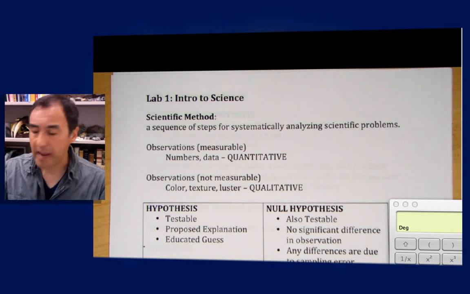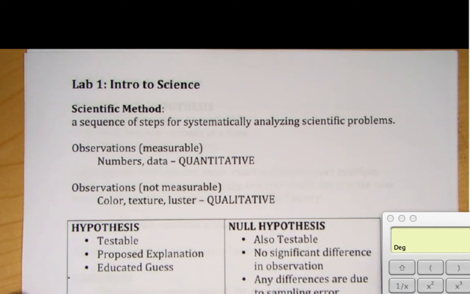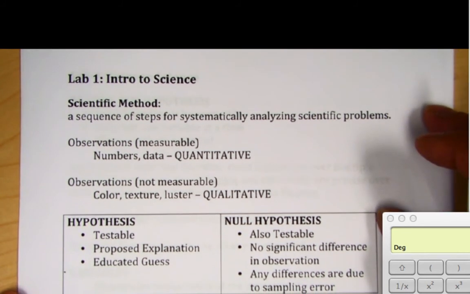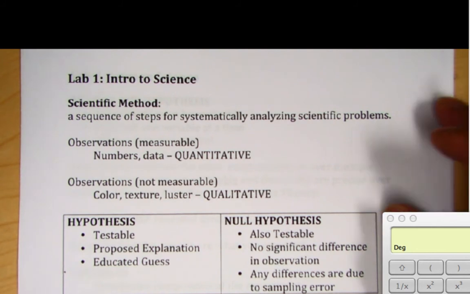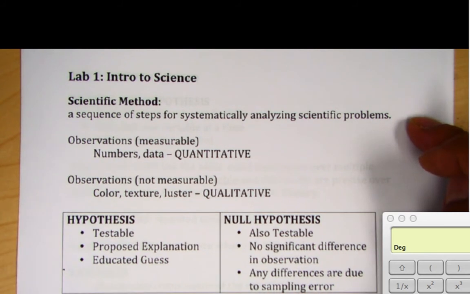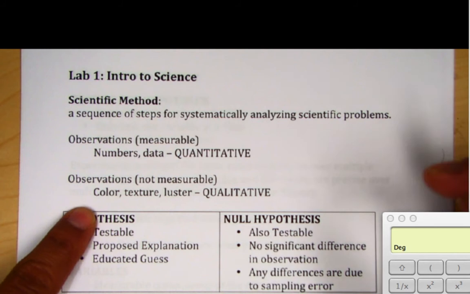Now if we look at the document camera here, we'll see that this Intro to Science lab deals with the scientific method and approaches for solving problems in science. Remember, it's a sequence of steps that systematically analyzes scientific problems. You make observations, and there's two types. One is a qualitative observation, right? The qualitative one is like, what's the color, description of the fabric or the texture.